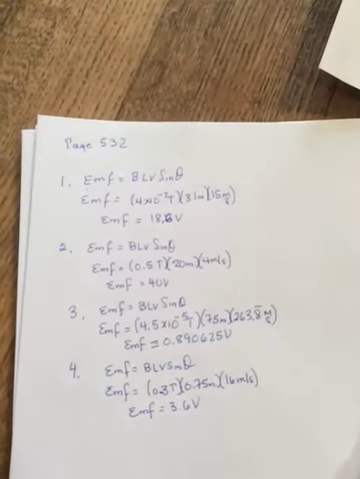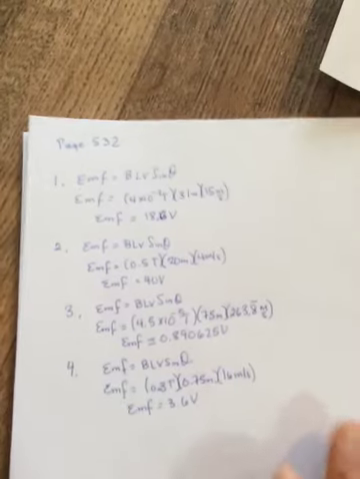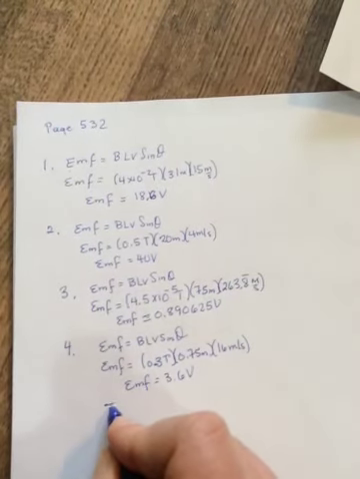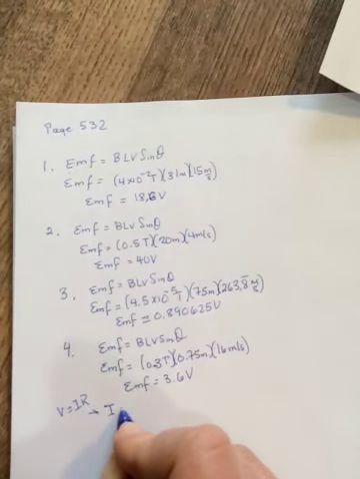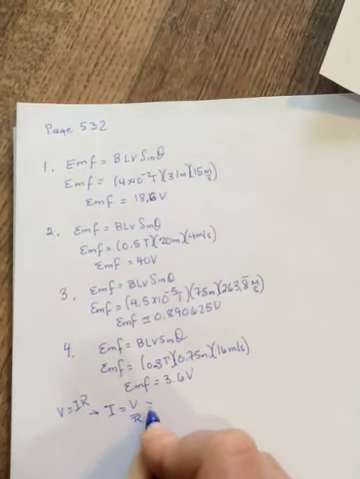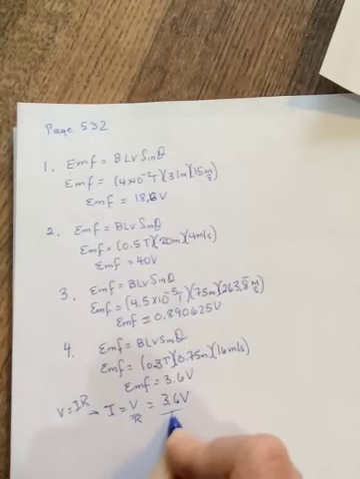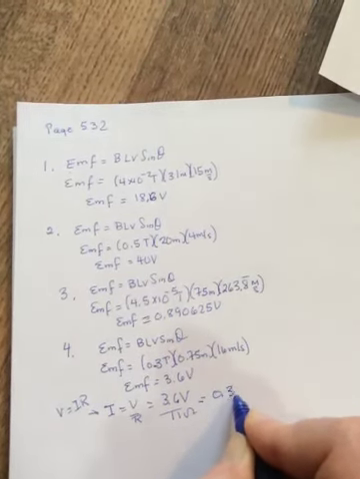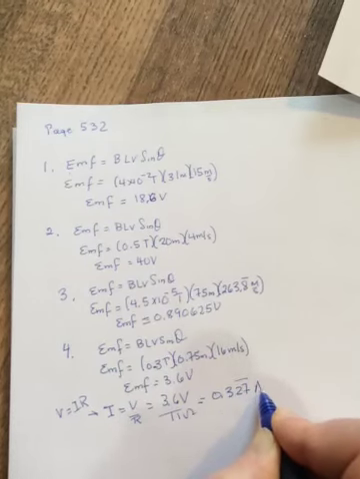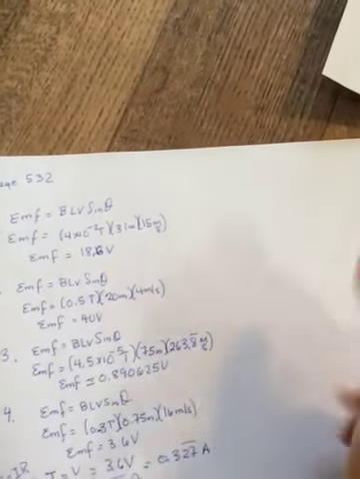There's a part B that says the resistance in the wire is 11 ohms. So what's the current? So V equals IR, so I equals V over R. So 3.6 volts over 11 ohms, and you should get 0.327, where the 27 is repeating.